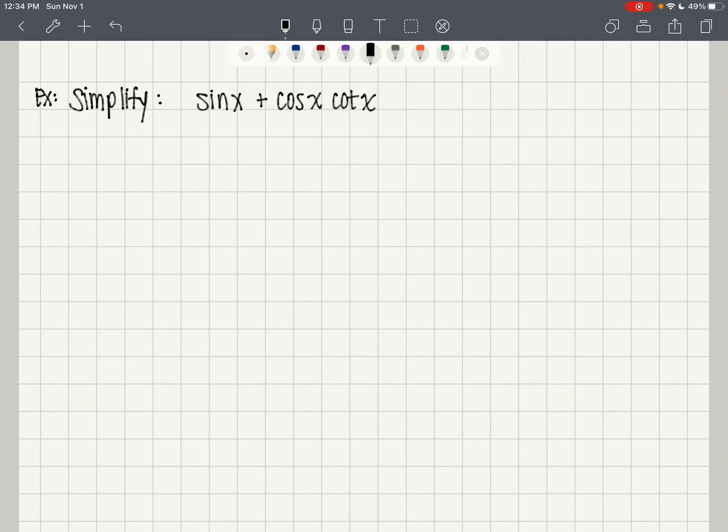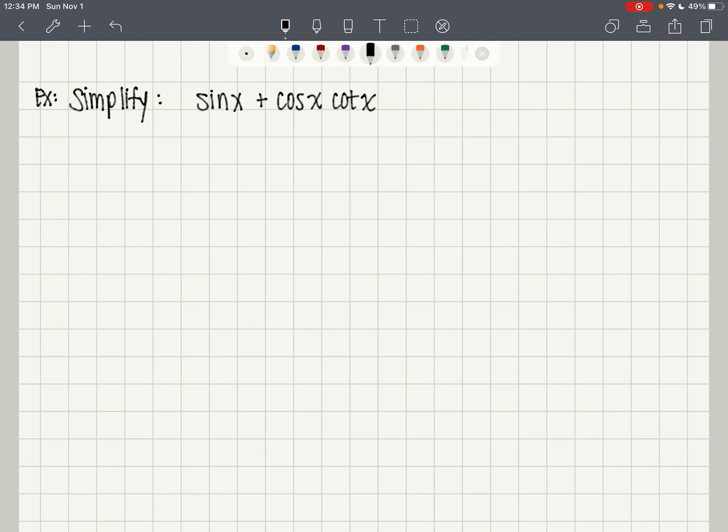Let's go back to simplifying. Let's simplify sine of x plus cosine of x times cotangent of x. Now we may want to look at this and say, well, there's two terms, let's try and factor something out of each term that they share. But you can see that there's three different trig functions. They don't share any trig functions. So what I'm going to have to do is dig deeper into that toolkit.